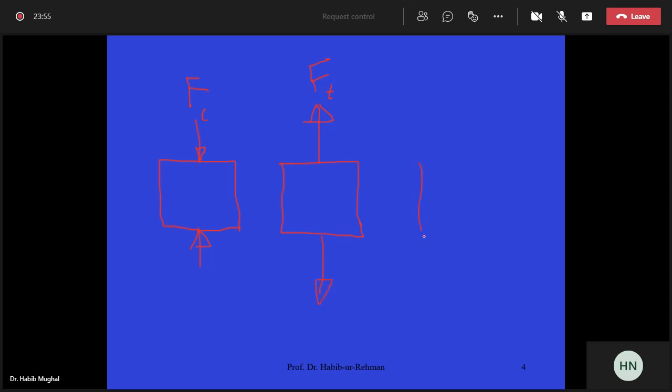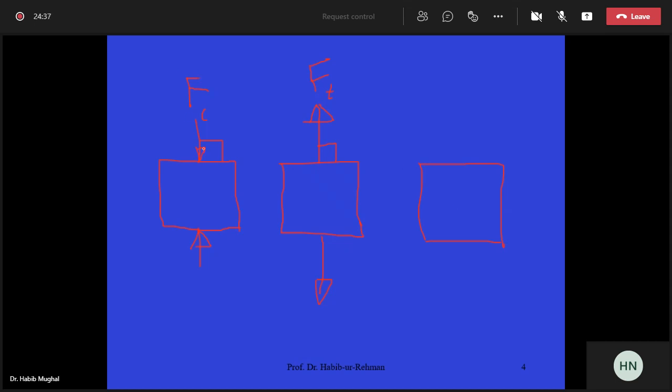And then the same element is subjected to shear force. But what is shear force, by the way? Yes, what is shear force? And what are these two forces which I have already applied? Shear force is force applied parallel to the cross section. Yes, very good. It's a force which acts parallel to a section.